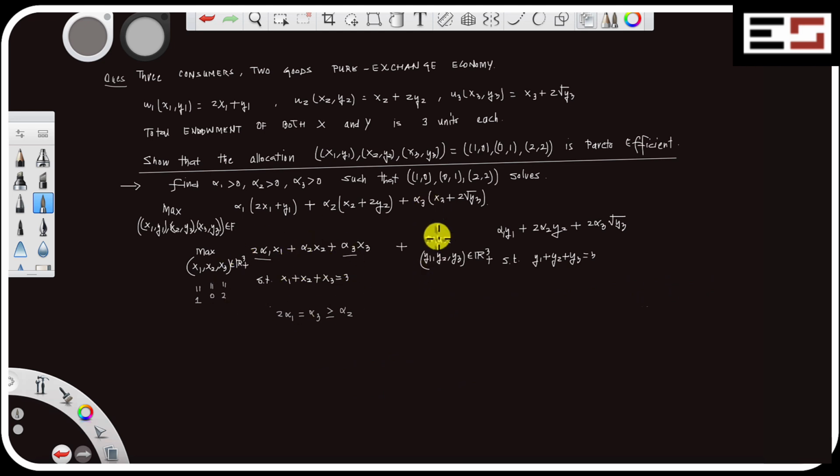And here we want y1 to be 0, y2 to be 1. So y1 is 0, y2 is 1, and y3 is 2. So in this case, because we want y1 to be 0 and y2 to be 1, this gives us that 2 alpha 2 must be greater than or equal to alpha 1.